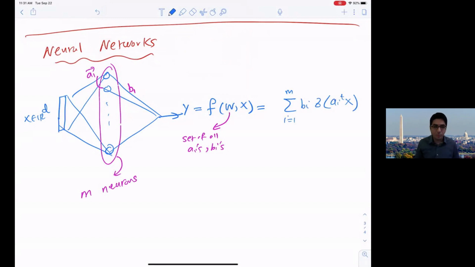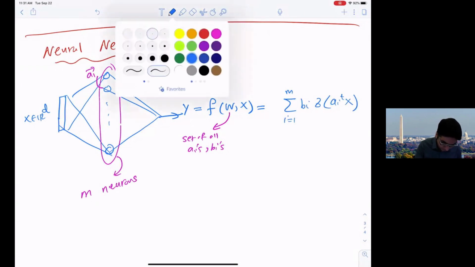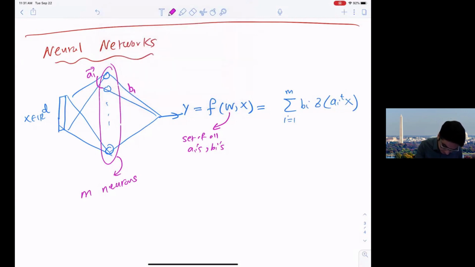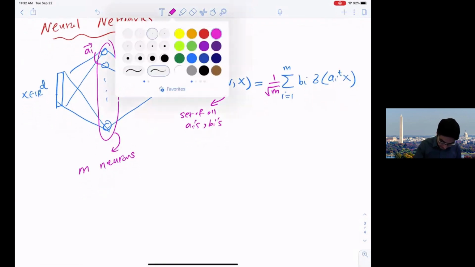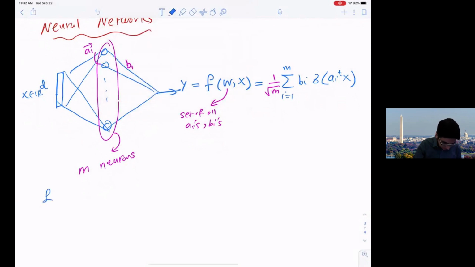That's the output of my neural network, but importantly, I'm going to scale this. I'm going to divide this by square root of n. You'll see why this scaling is in fact important in the discussions of kernels. So that's my neural network, and I'm going to use quadratic loss for my training. The quadratic loss is the same as before, the sum of f(W, x_i) minus y_i, squared.